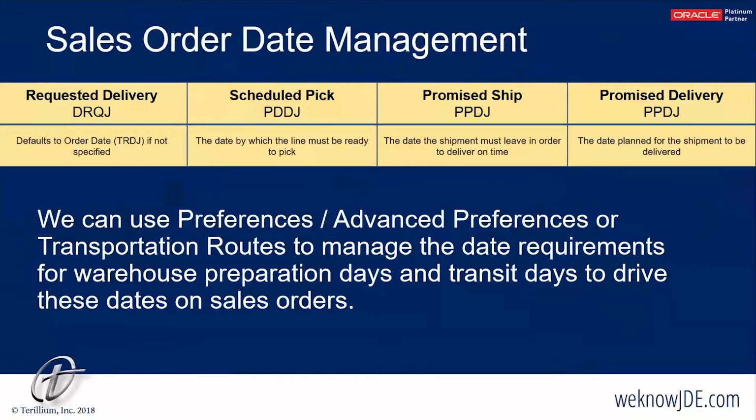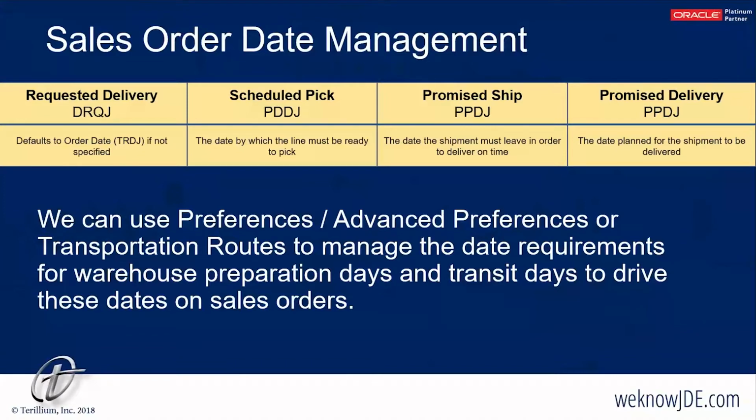So there are more dates on the order, but the ones that we're really caring about most of the time are, when is the customer requesting it? When do we need to pick it in order to ship it on time? So then my promise ship, when do I have to ship it in order to deliver it to the customer on time? And if you don't have any dates set up in the system, then whatever the customer requests for delivery, as long as it's not a date in the past, the system is going to default all of these days to be the same.